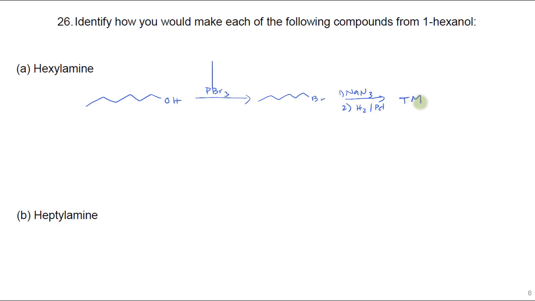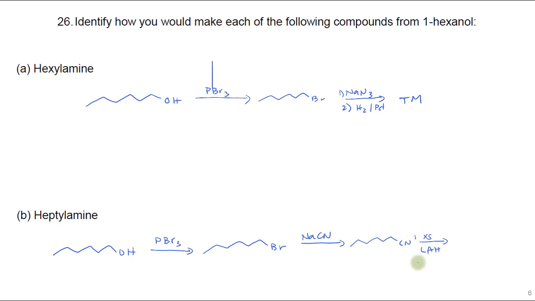If I want to make heptylamine, I'm adding a carbon. So I use PBr3 again. NaCN. And then excess LAH. H2 will give me my target molecule.